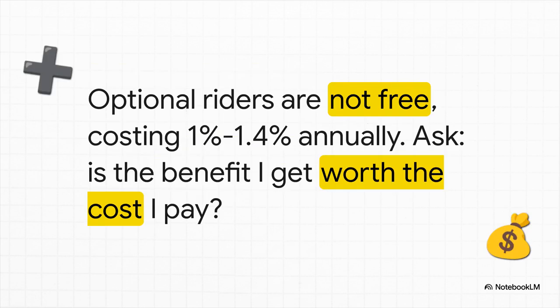And finally, watch out for these optional add-ons called riders. These are extra features you can buy, like a guaranteed lifetime income benefit, but they are never free. These riders come with an annual fee, usually around 1 to 1.4%, that just eats into your returns every single year. The key question you have to ask is simple: is the benefit I'm getting actually worth the cost I'm paying?